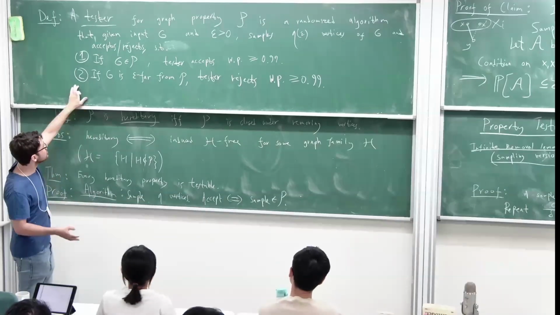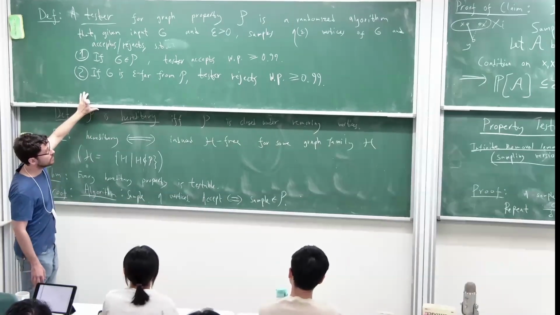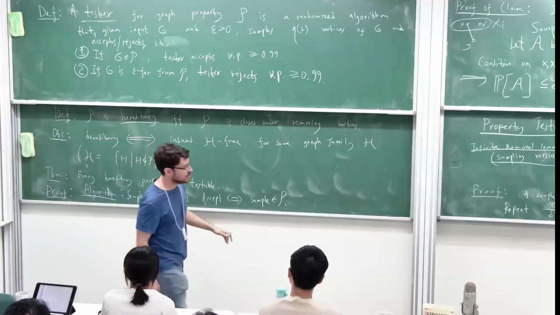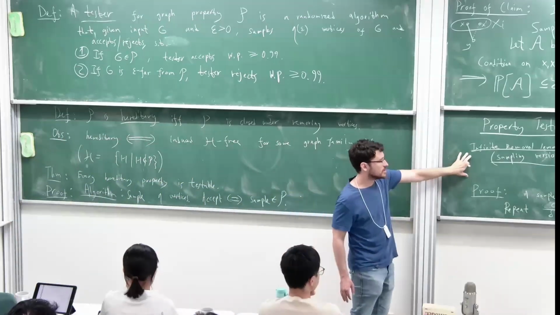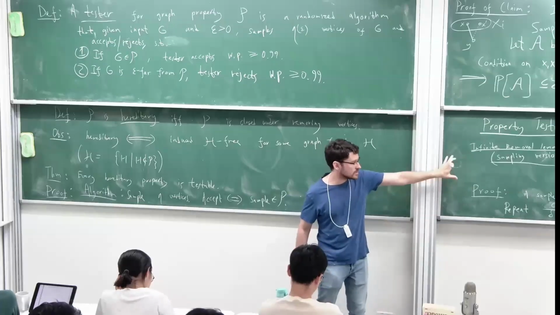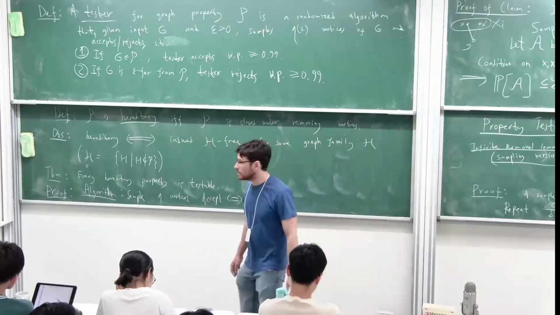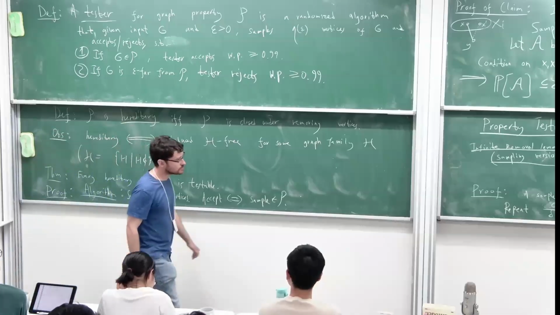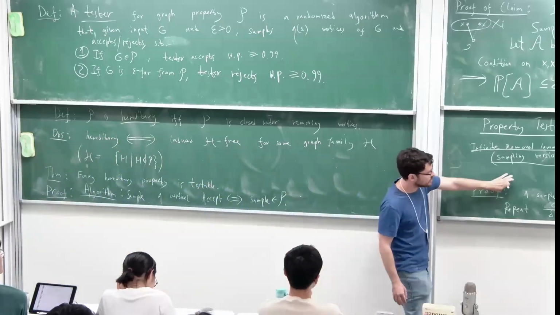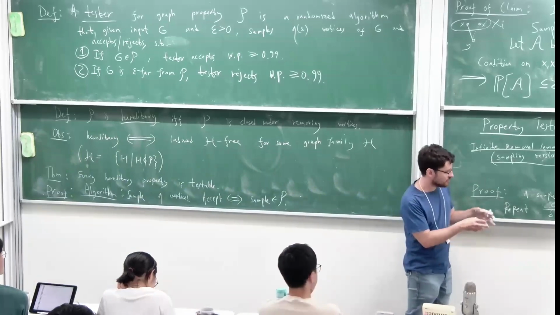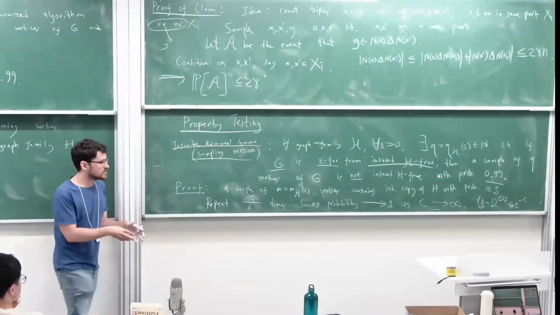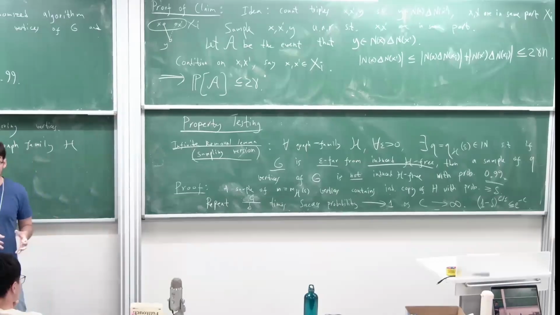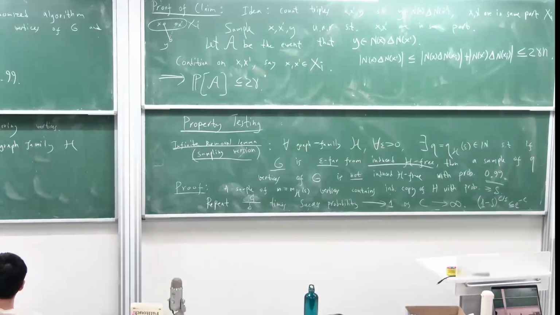Now, the interesting direction is this one, but this direction follows from the removal lemma. So the correctness of the algorithm is exactly the statement of the removal lemma. Because if the graph is epsilon far from the property, then this theorem guarantees that a sample of sufficient size will not satisfy the property with high probability. So this is just equivalent to this removal lemma. Okay.